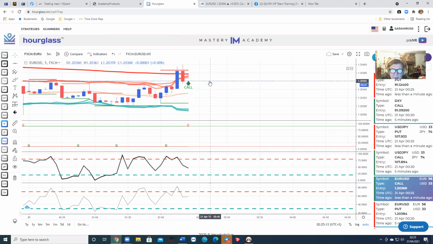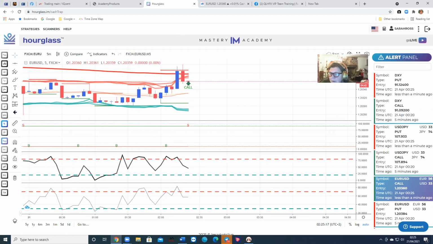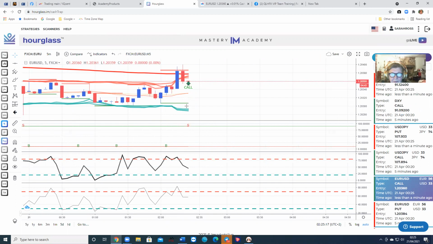So it's a much smaller pullback, which isn't what I really wanted, but we have got the dollar as a put. Yeah, the DXY as a put. So we've got off that line of resistance here, and it calls it at 360. We haven't got a cross up and a cross up. We have got a sell there, although it says call.